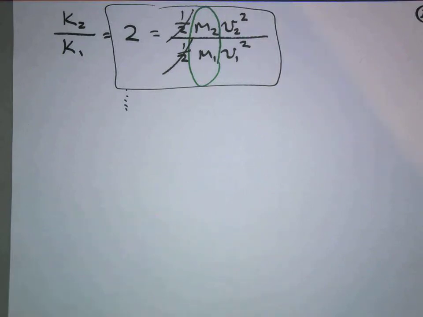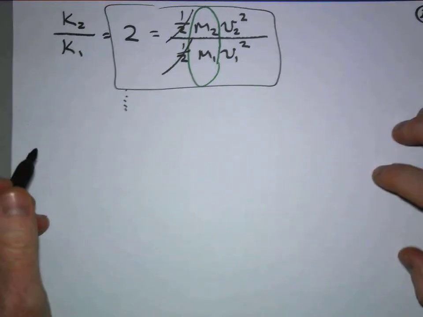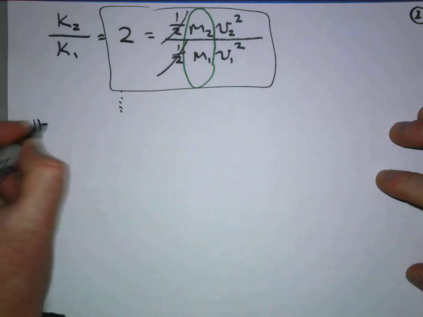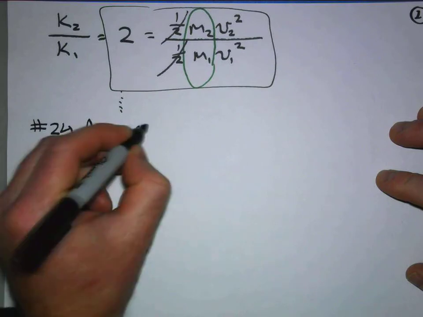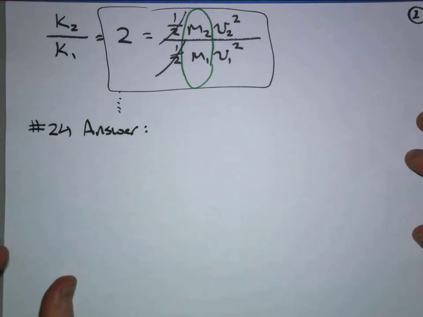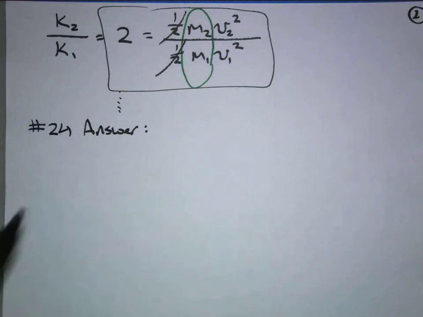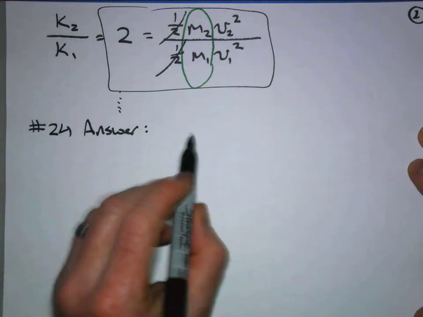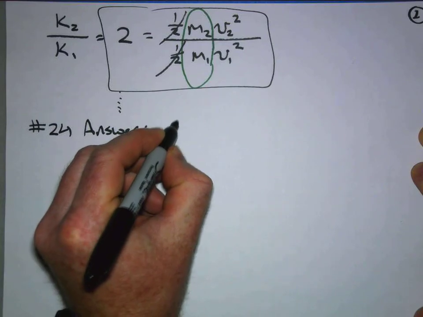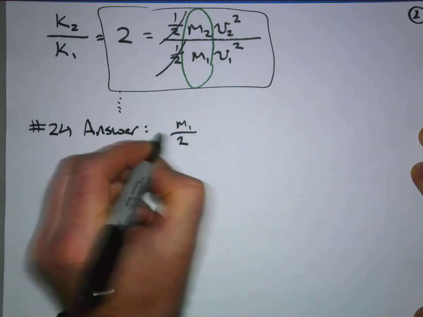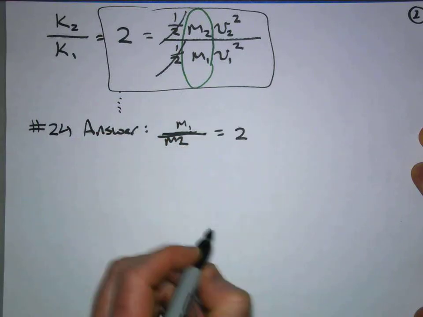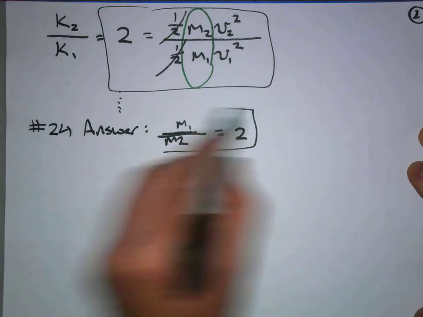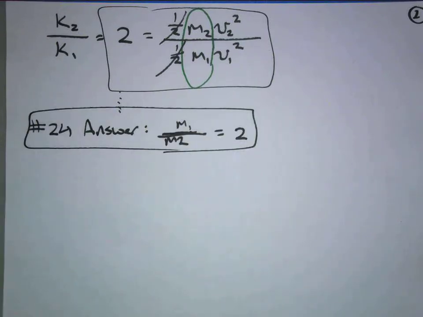So work on that. Now I'll give you the final answer. This one's not in the back of the book. If you don't want to see this, stop the video and try to work it out yourself. The answer comes in 3, 2, 1. Here we go. The ratio of M1 to M2 equals 2. That is the answer you need to get for question 24.